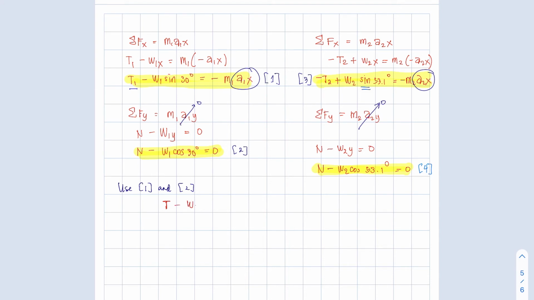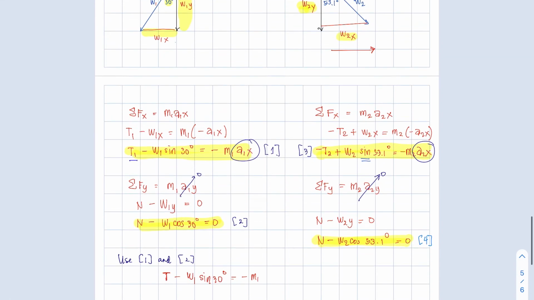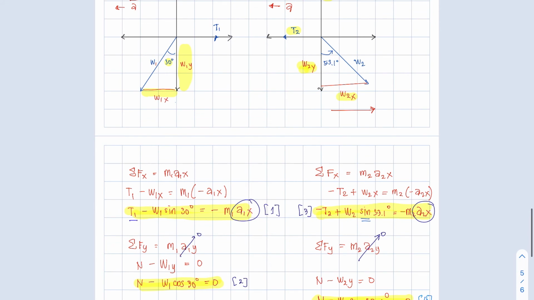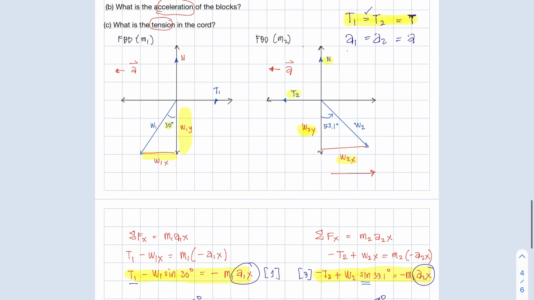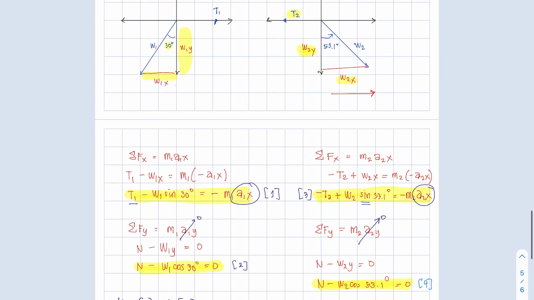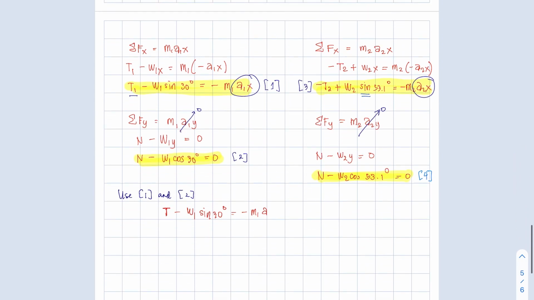So T minus W1 sine of 30 degrees is equal to negative M1 at saka yung A1x, sinabi ko na kanina that could just be represented as A. Kasi nga equal lang yan. Yung A1x, yung AX, yung AY, they are just the same for both object 1 and 2. So i-A na lang natin para madali.